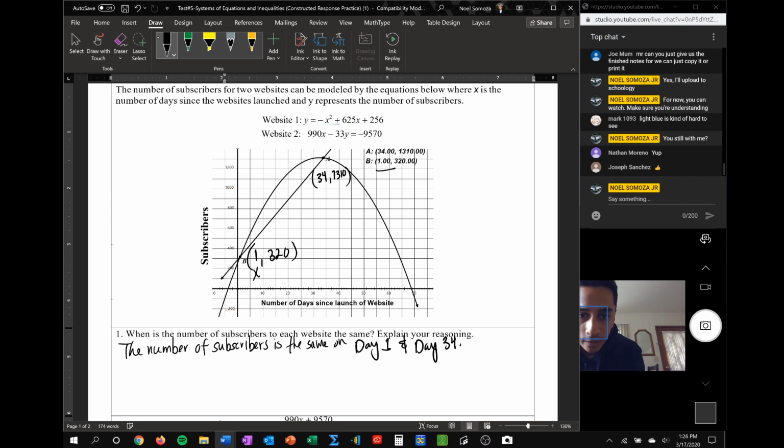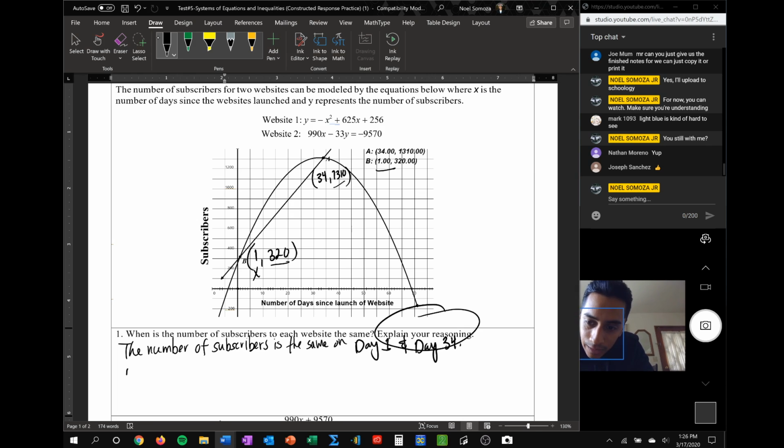Now you can add more detail. You can say that on day 1 there are 320 subscribers, and on day 34, 1310. Obviously, the more detail, the better. But the important part here is to explain the reasoning. How do you know that they are the same number of subscribers on day 1 and day 34? Well, it's because those are the points of intersection. You have to be very clear about that. You know that's when they are the same because that's when the two graphs intersect. Intersections mean that they are equal to each other at those points, on those days, for those x values.